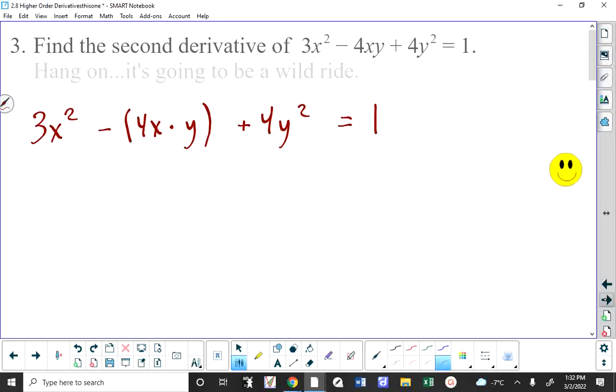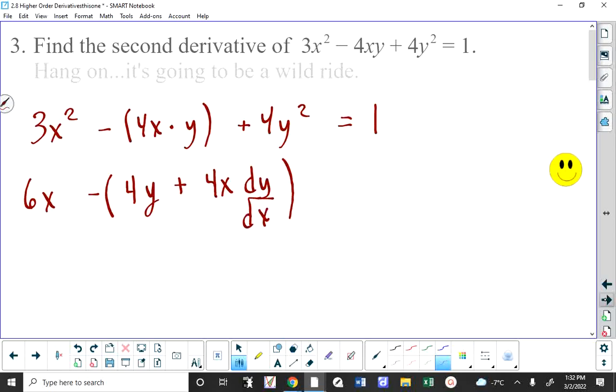The derivative of 3x squared is 6x, minus the derivative of 4x times y, which is going to have to be found using the product rule because 4x times y is a product. So the derivative of the first, the derivative of 4x, which is 4, multiplied by the second, which is y, plus the first, which is 4x, multiplied by the derivative of the second. Well, the second is y. The derivative of y is dy dx.